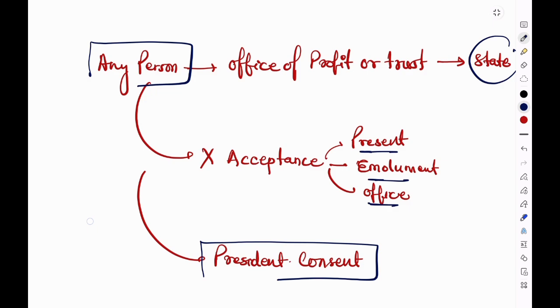So basically, the President's prior consent is required. If the consent is granted, then you can accept. If the consent is denied, then it is totally prohibited. They are totally prohibited. You cannot accept them.